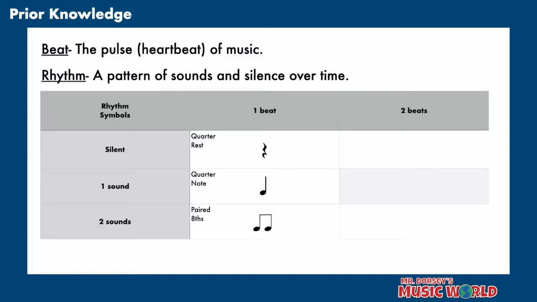But before we can do that, let's take a look at some prior knowledge. Let's put it up on the screen. All right, so our beat is the pulse or heartbeat of music. Rhythm is a pattern of sounds and silence over time. And before we got into the half note and half rest in second grade, we learned about the quarter rest, which is one beat of silence, our quarter note, which is one sound that lasts one beat, and our paired or two eighth notes that are two sounds in one beat.